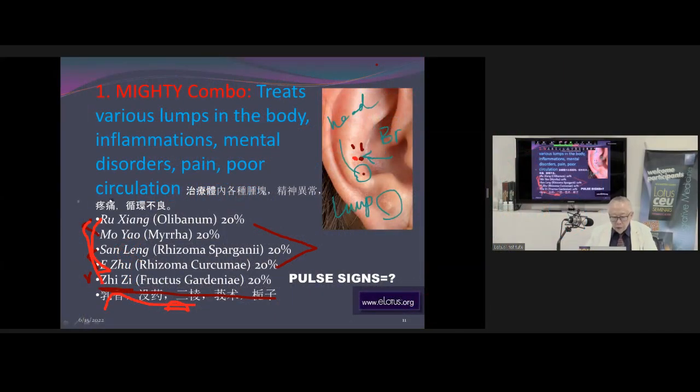Any questions so far? Any questions? When the formula changes, we will be updating the clinical menu. Okay, no problem. So I always put this premix in the big jar in my office. When I use it, I just simply write down the name, mighty combo or whatever, and my lady will put them together for the patients. Very easy. Much easier than acupuncture.